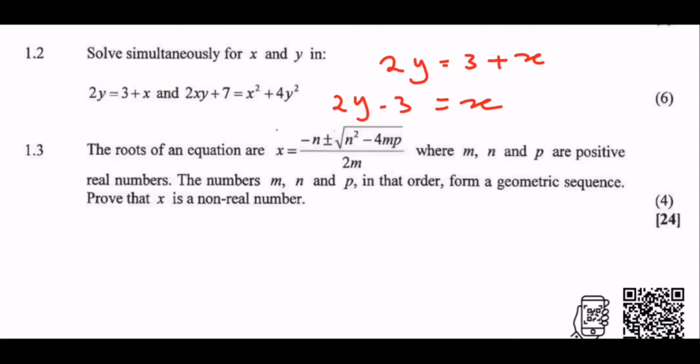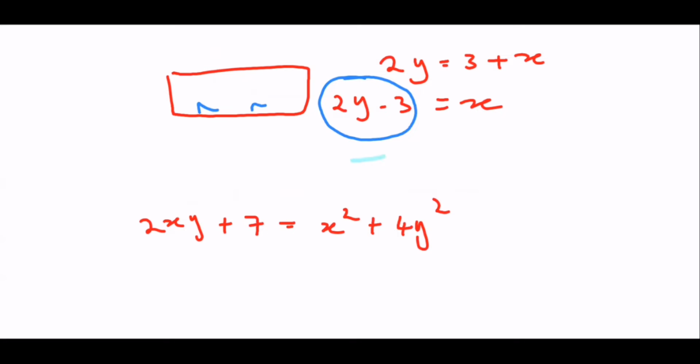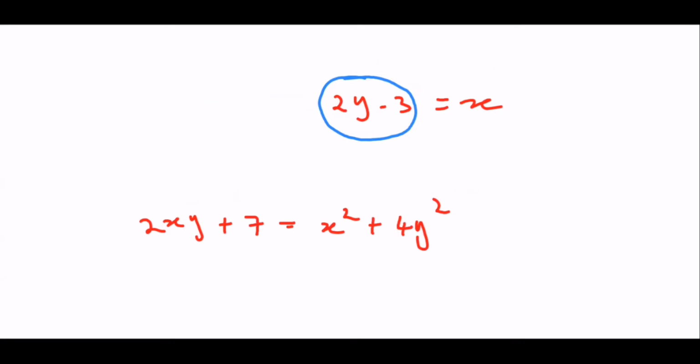Now we'll be using the substitution method, which means I'll have to substitute the answer that I got for x into this next equation. So this answer, the 2y minus 3, needs to be substituted for the x, in fact, both x's in this equation. Okay, so let's rewrite that equation first. We have 2xy plus 7 equal to x squared plus 4y squared. We're going to substitute our answer into that.